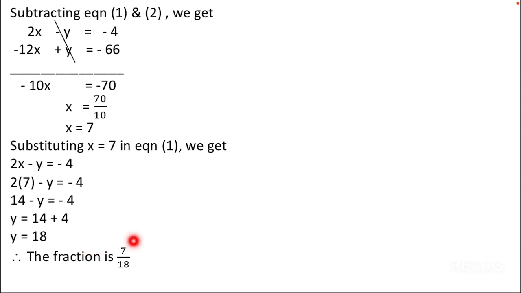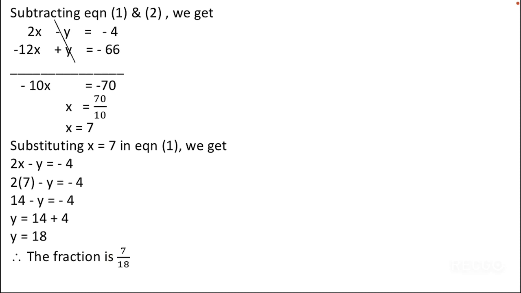Now again, if you want to check whether your answer is correct or not, you can substitute the value of x and y in any of the previous equation and check whether your LHS is equals to your RHS. If it is equal, then your answer is correct. If it is not equal, then your answer is not correct. So this is how you're supposed to solve this question. So now let us move on to the next question.